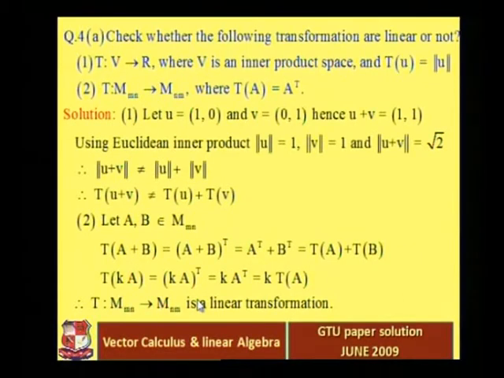Next question, question 4a. Check whether the following transformations are linear or not. First example, T from V to R, where V is any vector space, inner product space, and T of U is equal to norm U. How do we define T of U? T of U is equal to norm U.